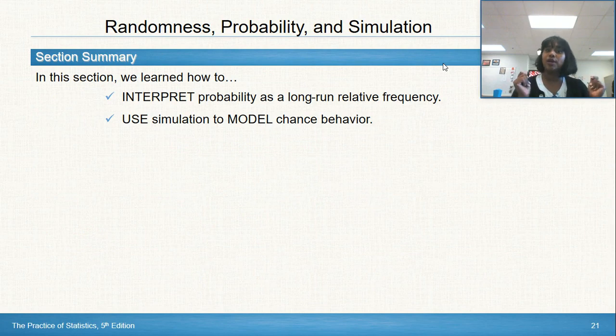So were you able to interpret probability as long run relative frequency? Do you understand the myths of randomness and how we can extrapolate data that should have never been extrapolated? And can you use a simulation? Can you state, plan, do, and conclude to model chance behavior?